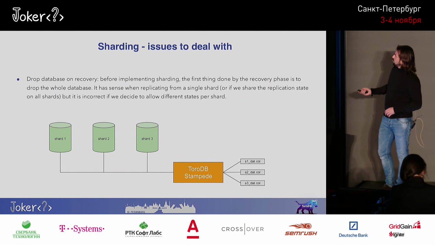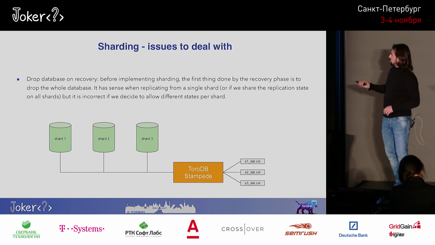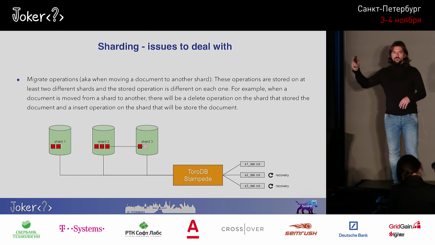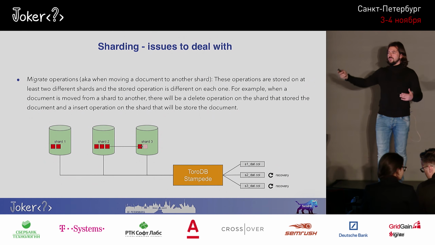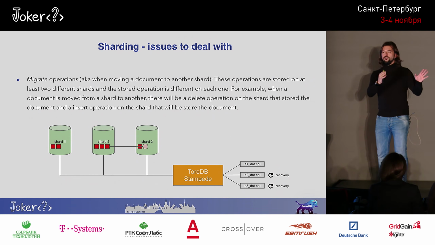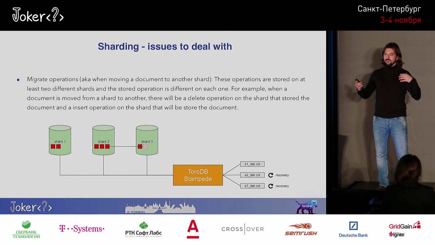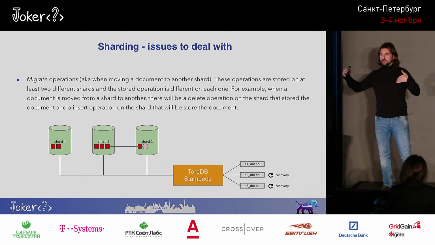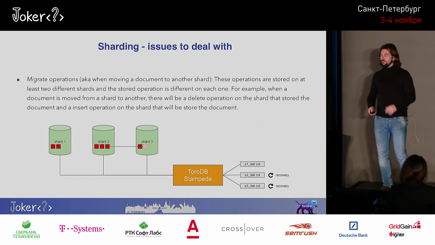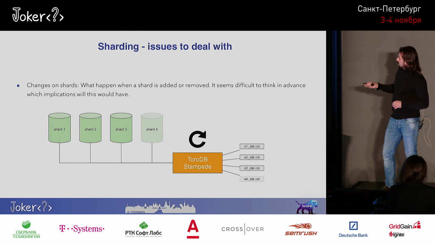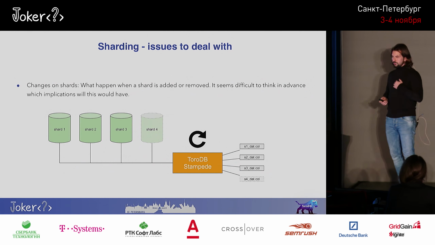There are also some other issues. For example, if data is moved from one shard to another, this is data migration, something that MongoDB does. Basically, you get a lot of deletions and a lot of insertions, and we need to handle this with care, because otherwise, if you don't recognize that these are related operations, you might get incorrect results. So there are a few issues here. And also when you add a new shard, there are some problems that you need to consider.